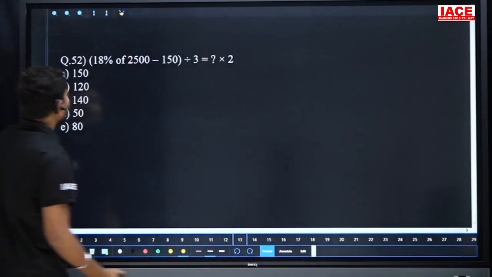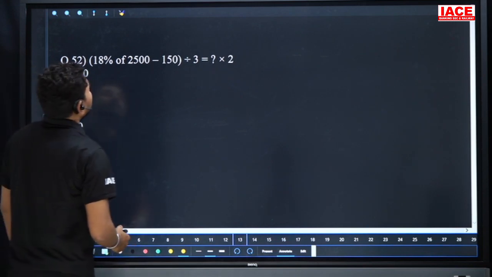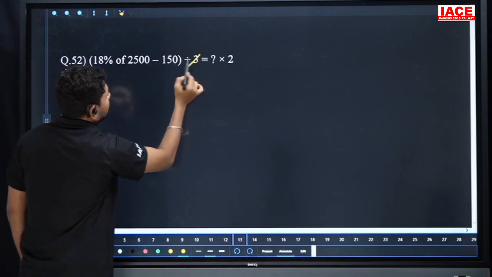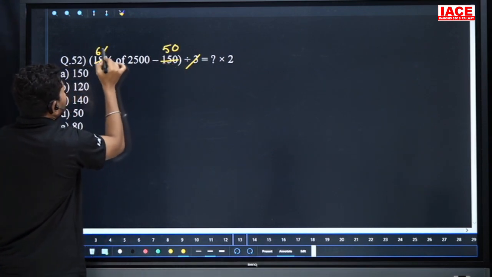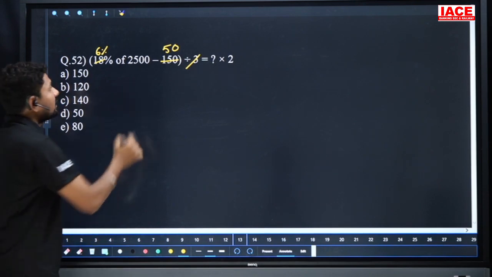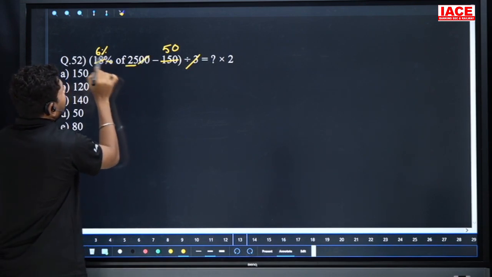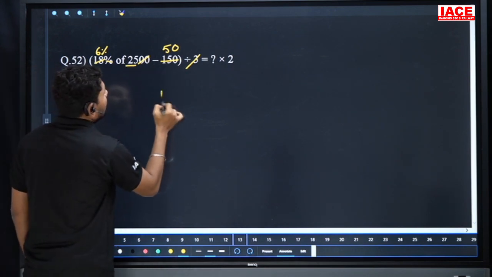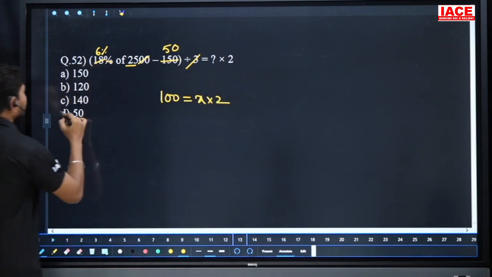And next one. Here 18 percentage of 2500 minus, so here divided by 3. Here the two terms are going to be divided by 3, it is 50 and 3 how many times? 6. 6 percentage of 2500, nothing but it is 25 percentage wise, 2 zeros cancel. 25 6 150. 150 minus 50 it is 100. 100 is equal to x into 2, then x is equal to answer 50.